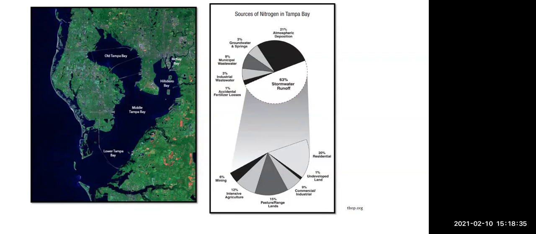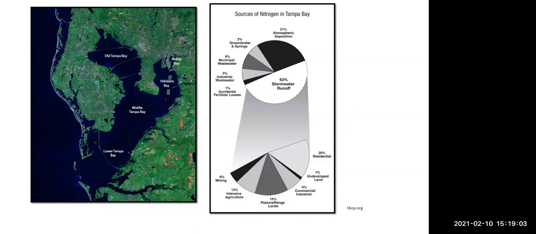This originates from vehicle emissions and industrial emissions like power plant emissions. All of those emissions have nitrogen in them. So it goes up into the air, and it's up there in the atmosphere, and it comes down with rainfall. A big source of nitrogen to Tampa Bay, 21%. The next thing I want to point out is the bottom part of the top pie chart where it says 63% stormwater runoff.